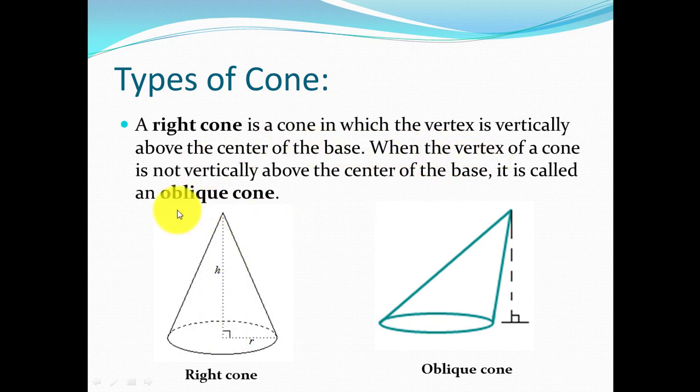When the vertex of the cone is not vertically above the center of the base, from this diagram we can understand. This is the base and its vertical line is like this. I move my cursor, but the vertex point is not here. The vertex point is here, so it is not on the vertical line, so it is an oblique cone. So we know there are two types of cones.